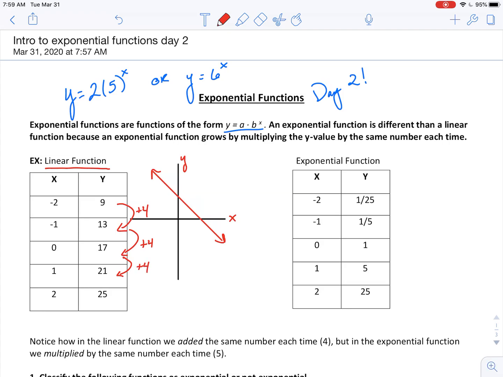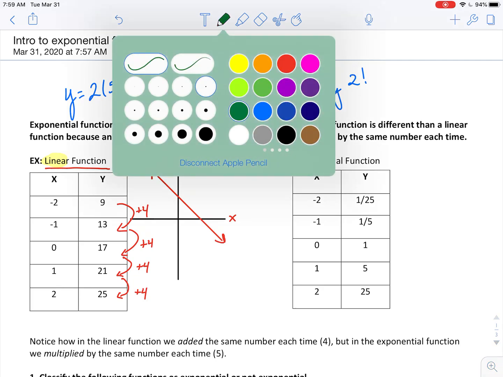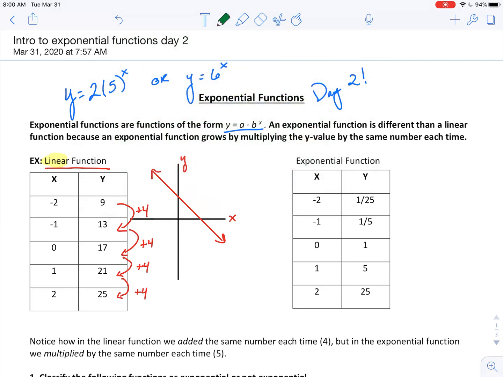So here from 9 to 13, I'm adding 4. Or from 13 to 17, I'm adding 4. 17 to 21, adding 4. 21 to 25, adding 4. So this is a linear function, because I'm going up at the same constant rate. I keep adding the same number every time.